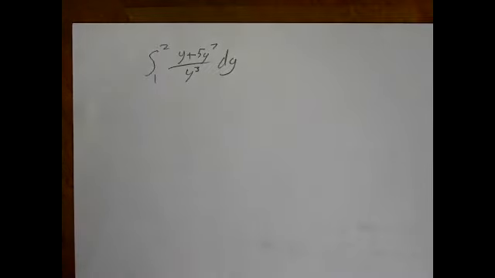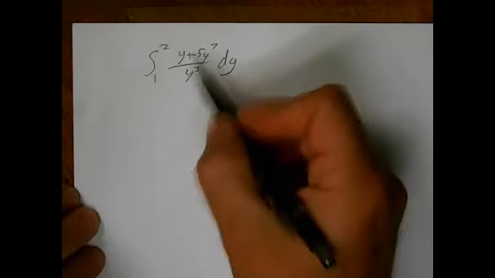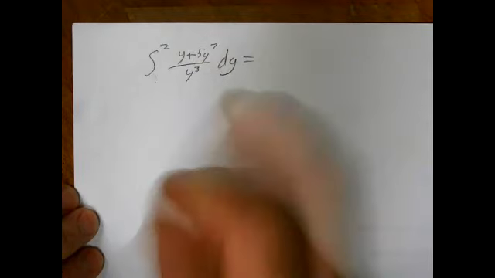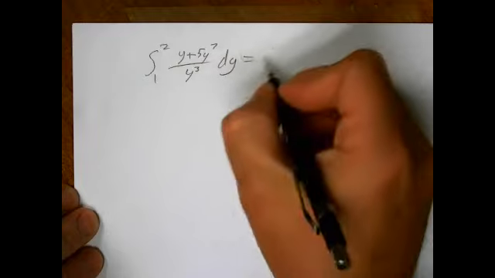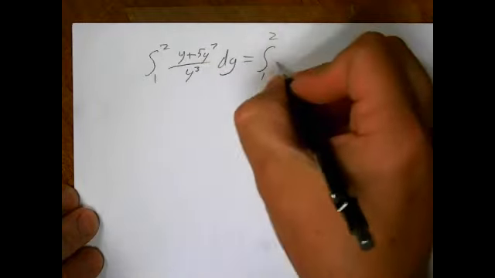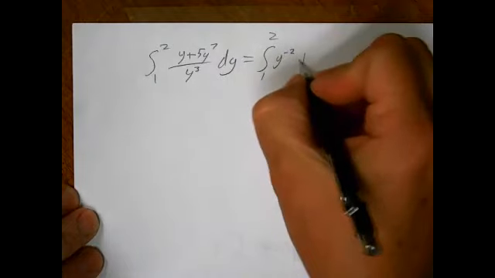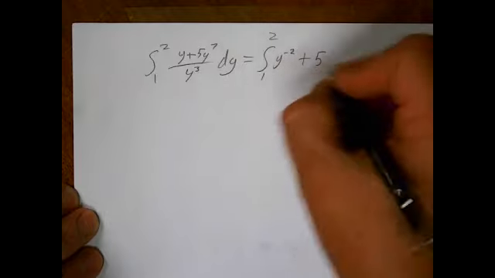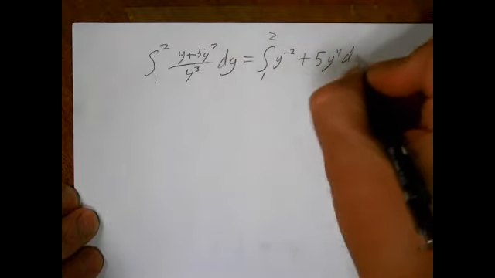That means the answer to this problem is going to be a number, not a function, not a family of functions. But again, this is in quotient form, and I have no quotient rule. So I'm going to go ahead and just do the division. Y over y cubed is y to the negative 2 power. 5y to the 7th over y cubed is 5y to the 4th. And there's the dy.